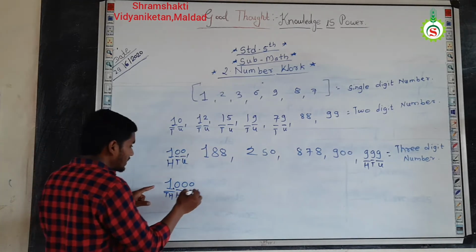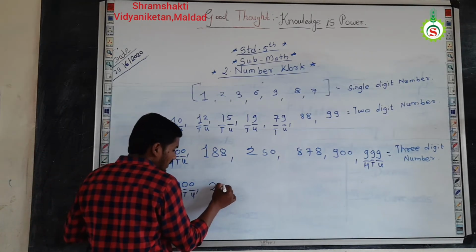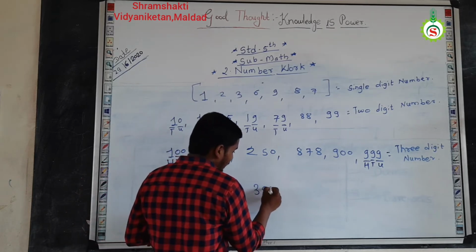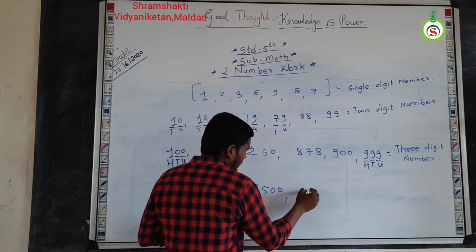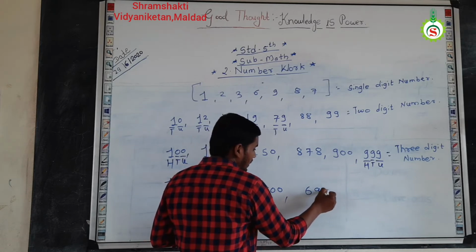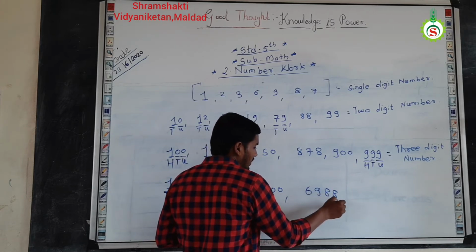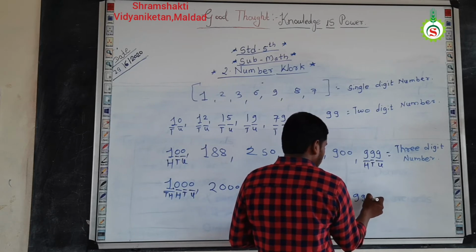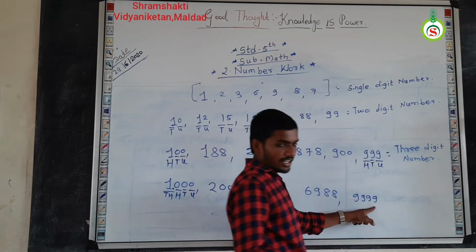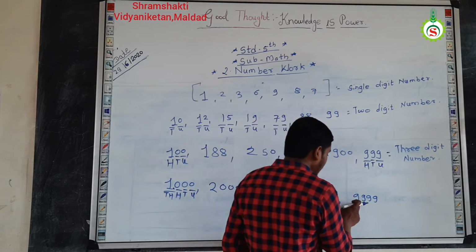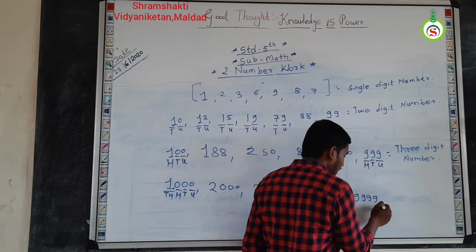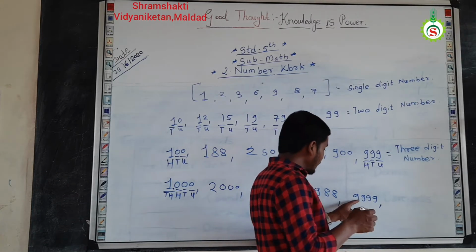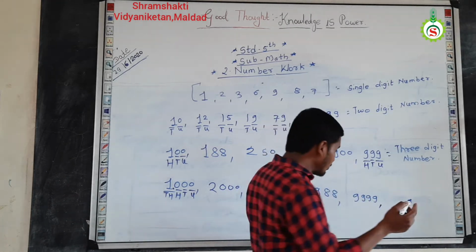So like that, suppose I write number 2000. After that 3500. After that 6988, then 9999. After that 9999, which number will come? 10,000. After the 9999, 10,000 will come.